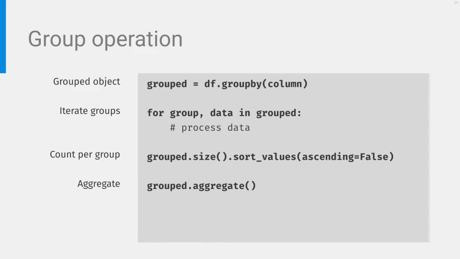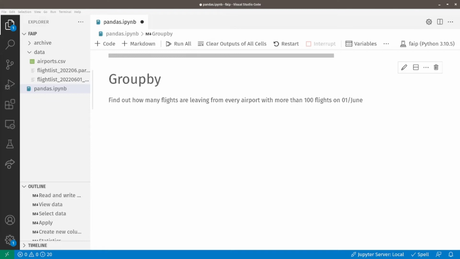One of the most common operations is a group operation. This is commonly used to find out statistics about values based on grouping. To demonstrate the group operation in Pandas, I propose we go through an exercise.